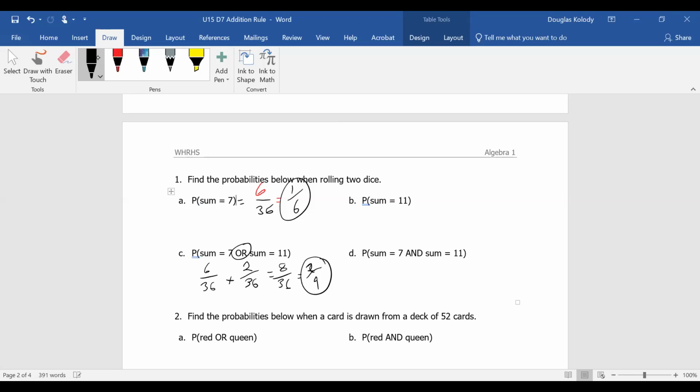And by the way, now you know what's called the addition rule. Or means add. How many 11s are there? 2 out of 36. I guess I should have done it in order, everybody, right? So that's 1 out of 18.